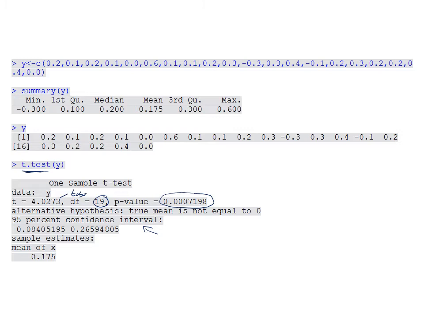So here, since it's a two-sided alternative, the p-value is equal to the probability that the absolute value of t is greater than or equal to the absolute value of t-obs. What else is here? This is a 95% confidence interval for mu y.